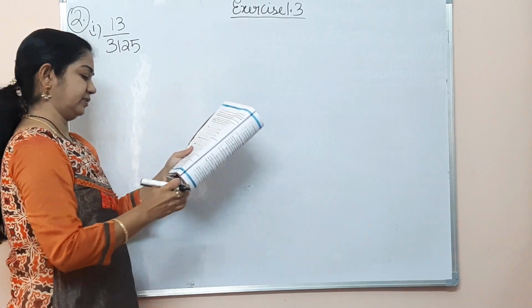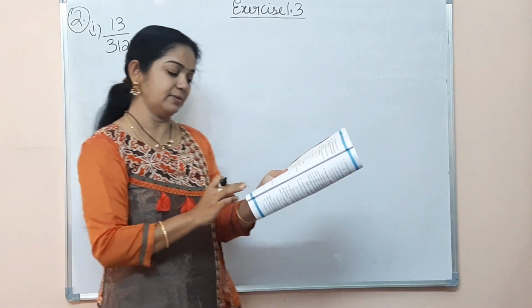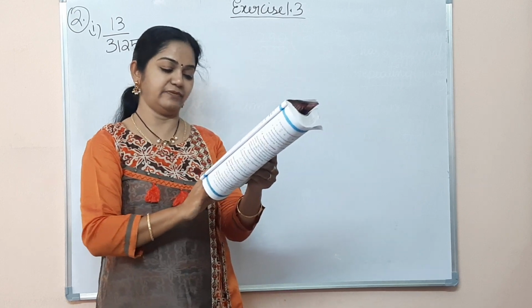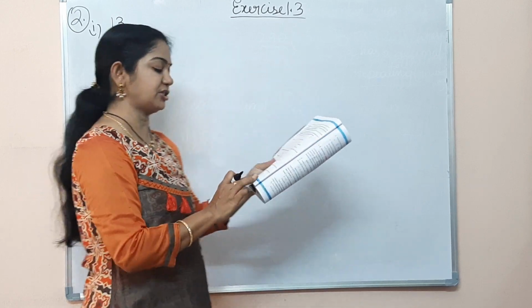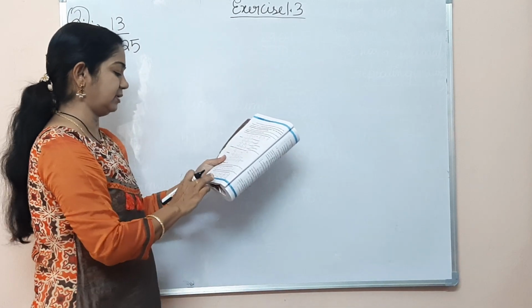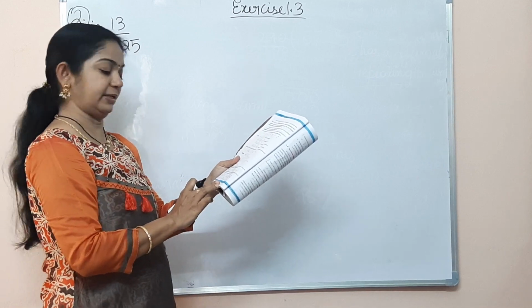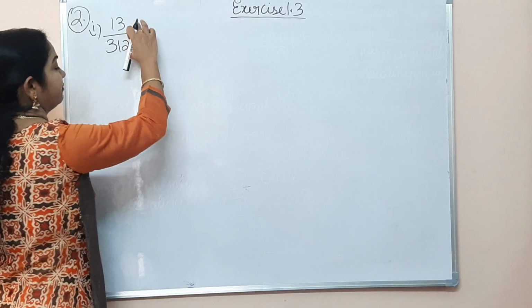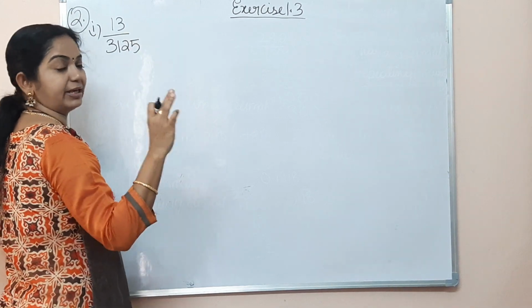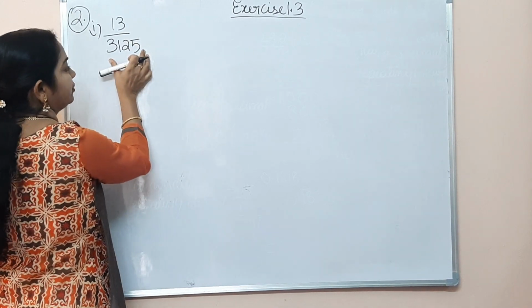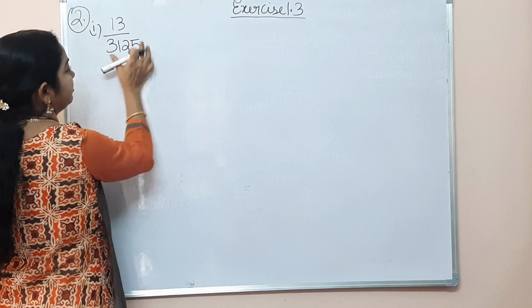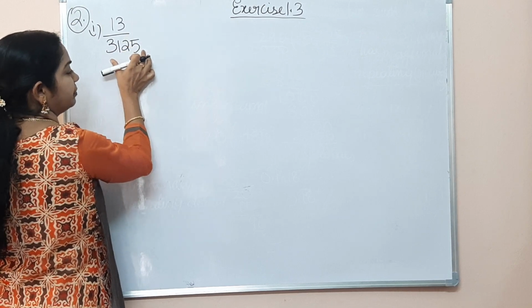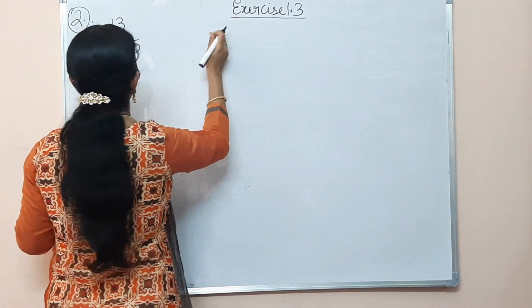3125. There's a problem here. The second problem. Without performing division, state whether the following rational numbers will have the terminating decimal form or a non-terminating repeating decimal form. We'll see this. Here they have mentioned clearly without performing actual division. So we have to go with the theorem. In the theorem, p by q, where q should be in the form of 2 to the power of n and 5 to the power of m.